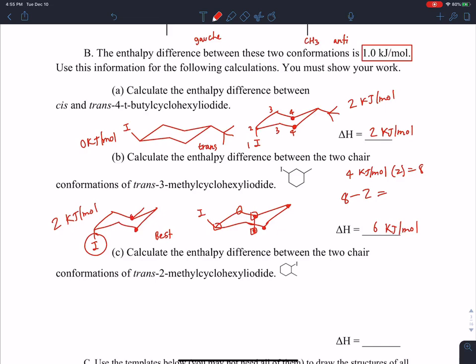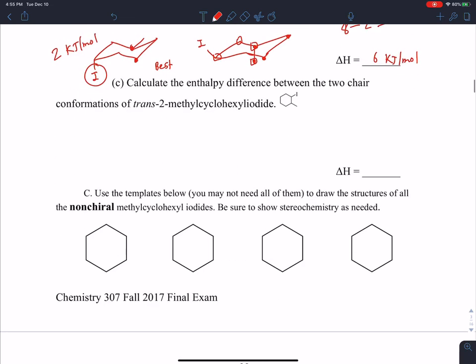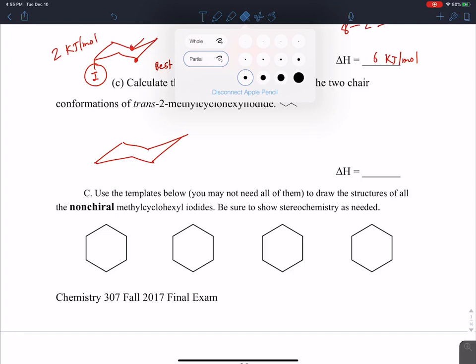Just like that. The next question says to calculate the difference between trans 2-methyl and iodine. Okay, so same thing, we've got to make a best and a worst here again. So we're going to do the same old thing.